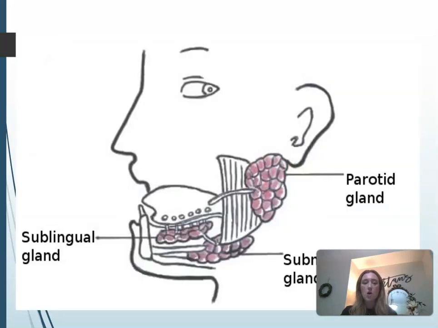Okay, and then these are your salivary glands. So you have your parotid gland, submandibular, and sublingual glands. Basically that's just where your saliva comes from. Sublingual is under the tongue, and then submandibular is down by your mandible, and then parotid is back up here.